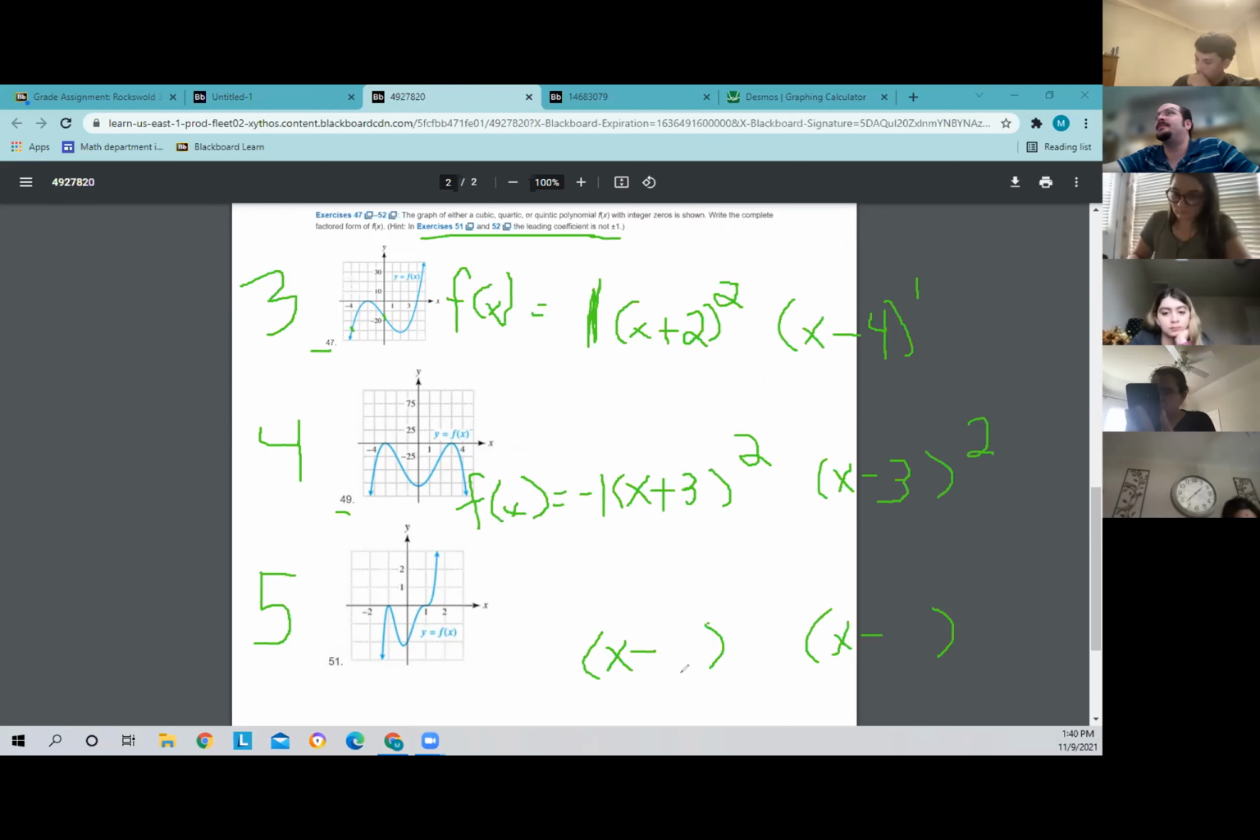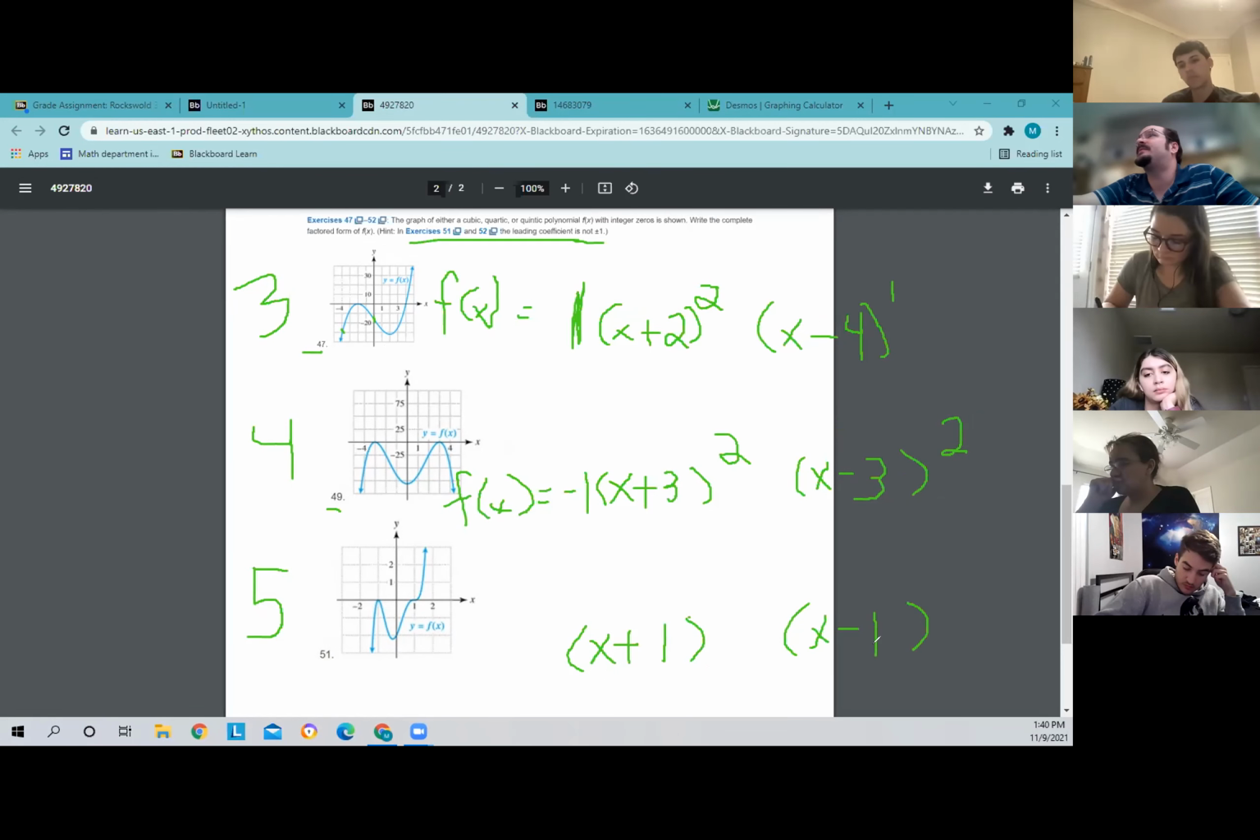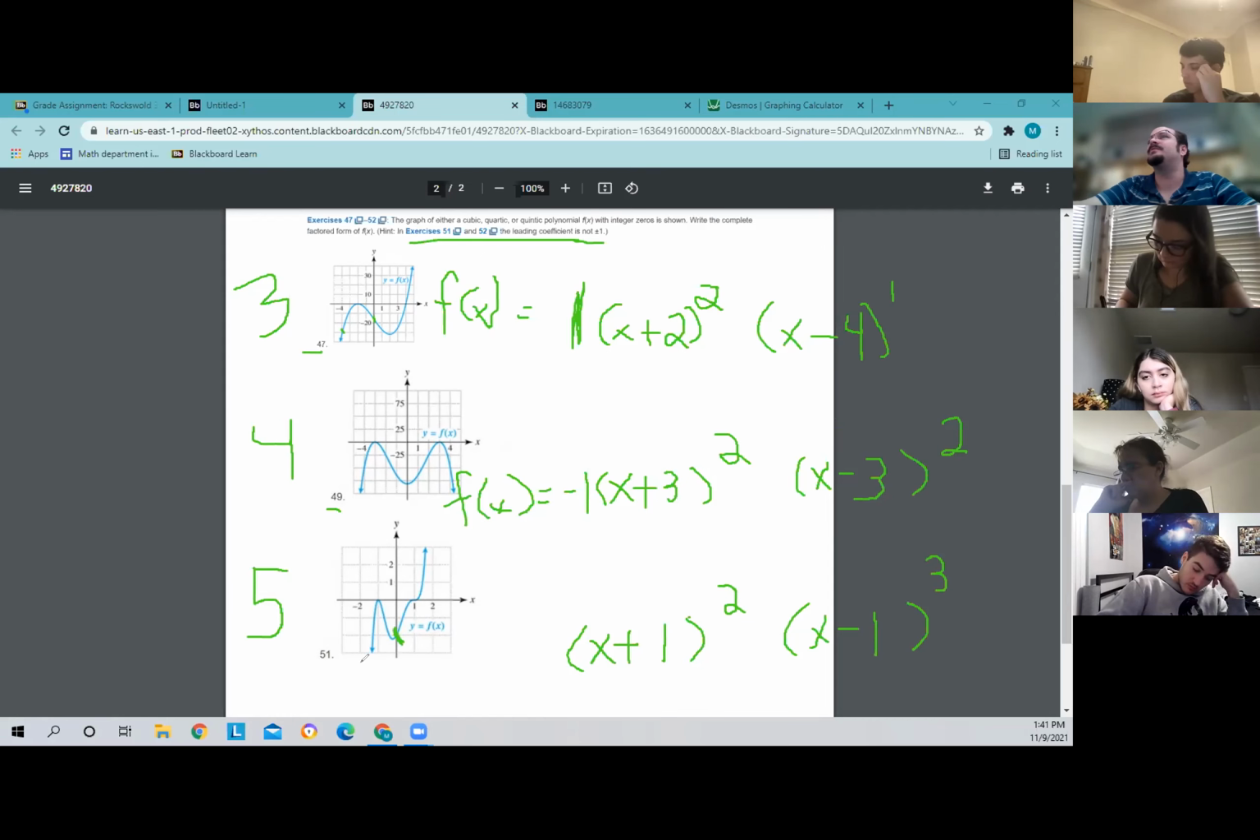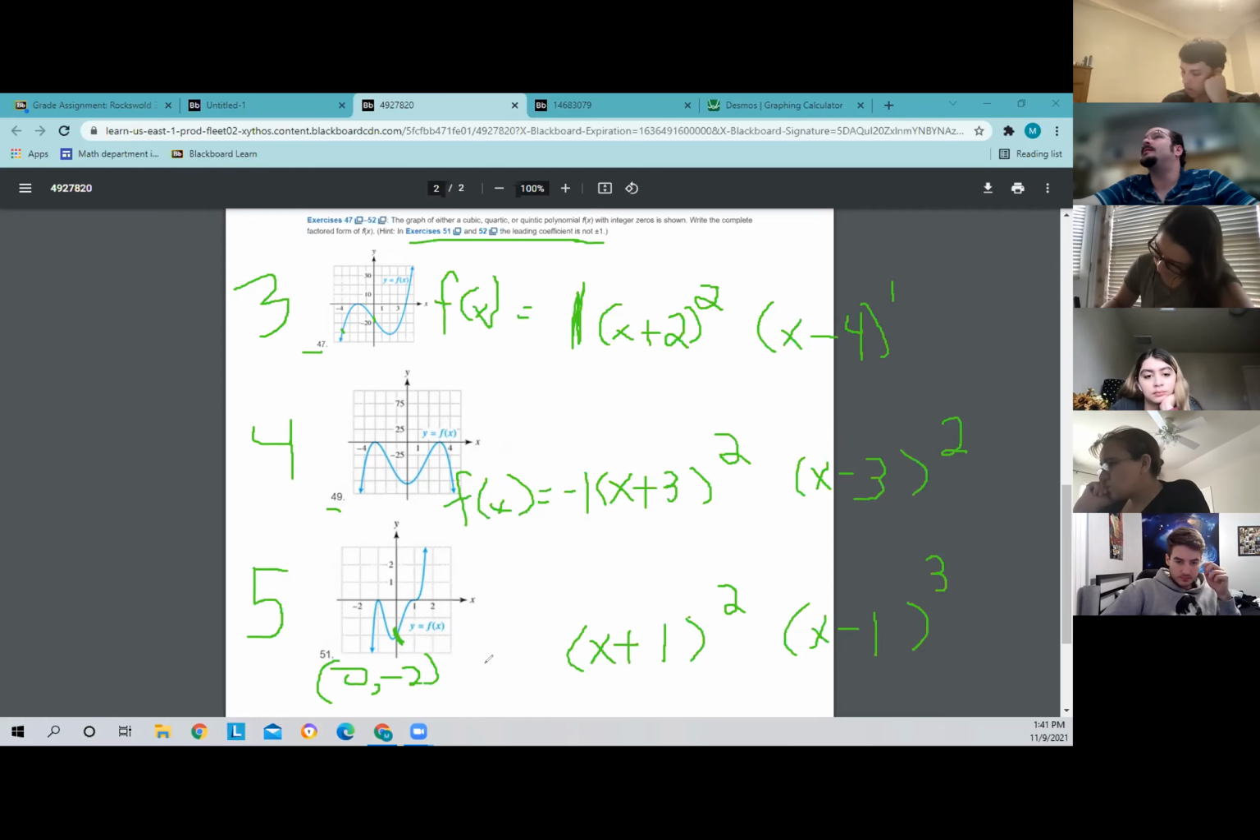This is the one they wanted us to do some figuring on. So I think we have x plus 1 is one of our factors and x minus 1 is one of our factors. I believe it's happening twice here and happening 3 times here. So the other thing we got to do is pick a number and solve for it. So I think I'm going to pick this number, which is 0, minus 2. And if I do that, I plug in minus 2.